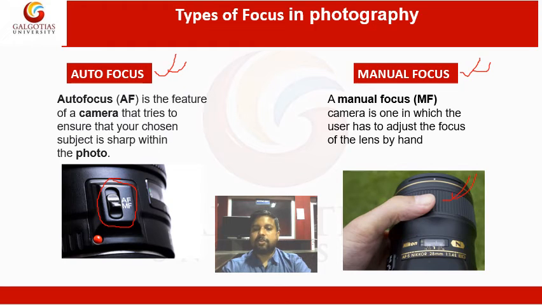This is called the focus ring. This is on the lens. So you have to move that ring to adjust your focus on your subject. So these are two types of focus. The first one is autofocus, where the camera automatically focuses on the subject, and the other is manual focus, which is set by the person taking the photograph according to his need.